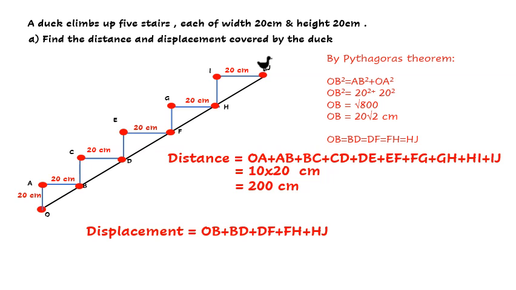The magnitude of the hypotenuse for each right angle triangle shaped stair is 20 root 2 centimeters. So, for the 5 stairs, the total displacement would be 5 into 20 root 2 centimeters, that is equal to 100 root 2 centimeters.